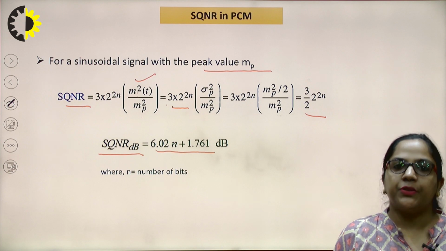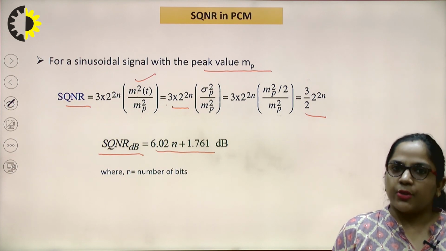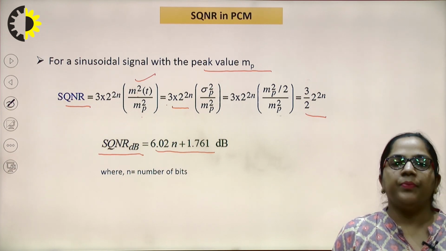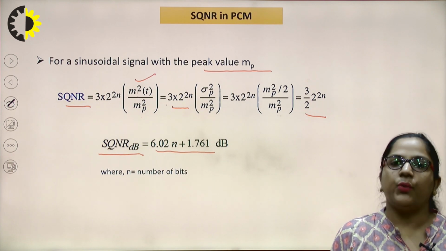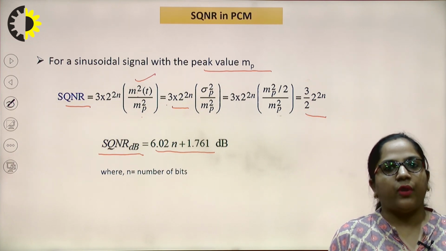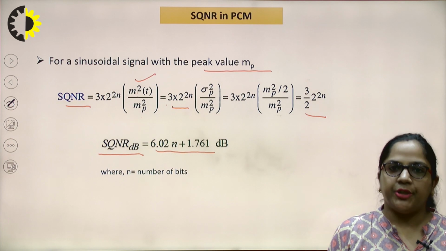So in this video lecture, we have discussed the pulse code modulation system, what PCM is, the PCM transmission and reception system, the quantization process, the types of quantization, and the noise consideration in the PCM system.